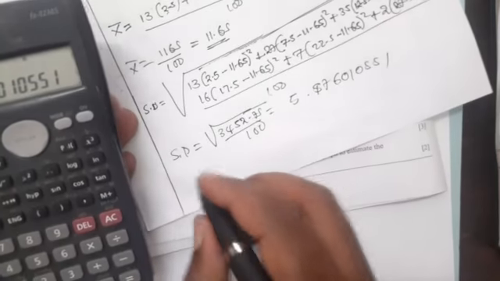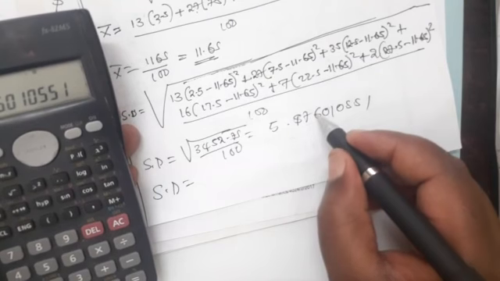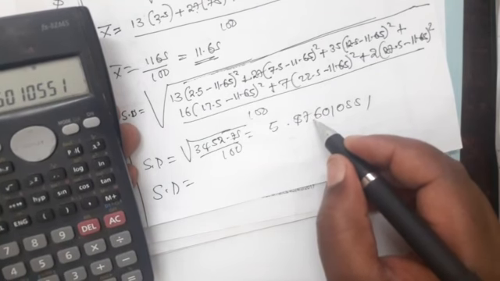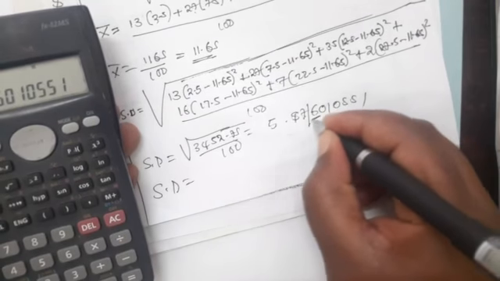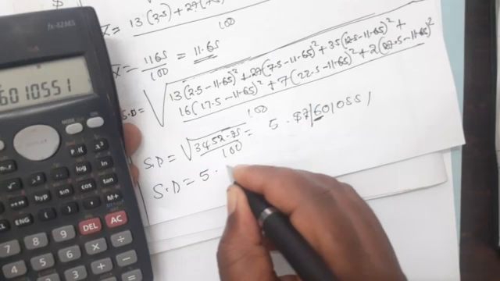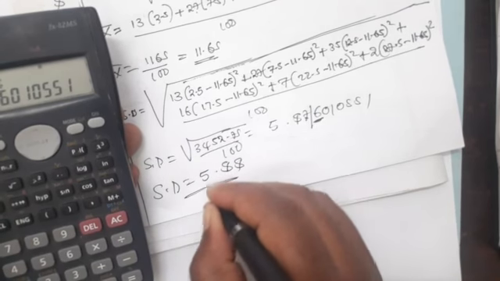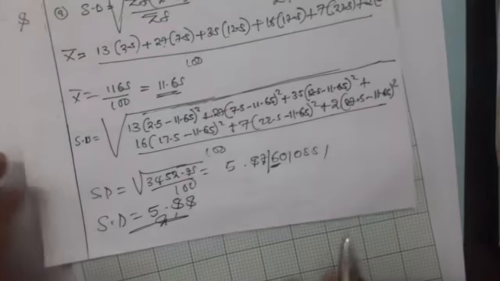So I've got 5.87601055. It means my SD, my standard deviation, is equal to, you give this correct to 3 significant figures, 1, 2, 3. Consider 6 as 1. 1 plus 7, 8. You've got 5.88 as your standard deviation. Alright? So we go to B.